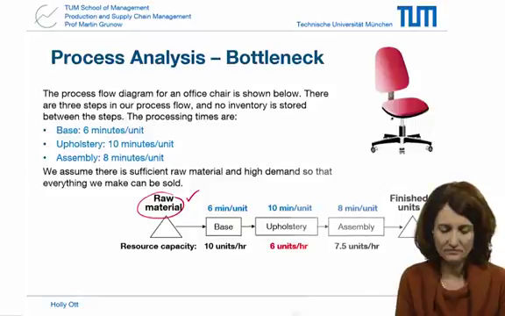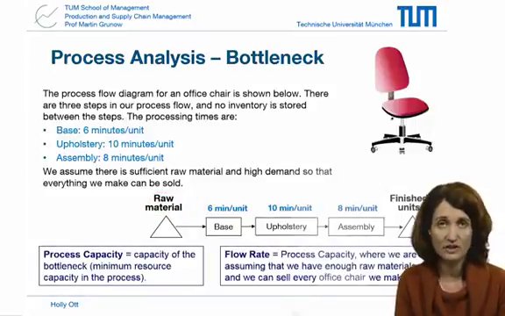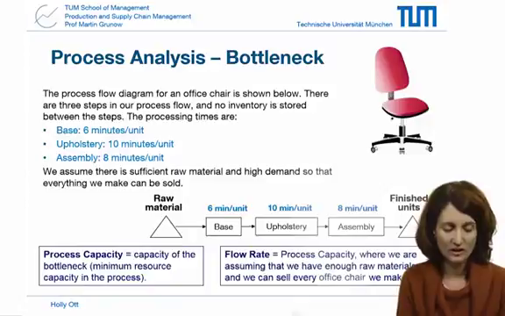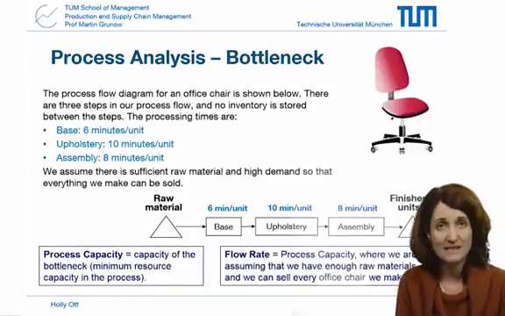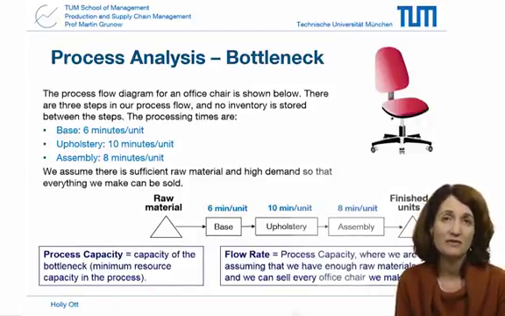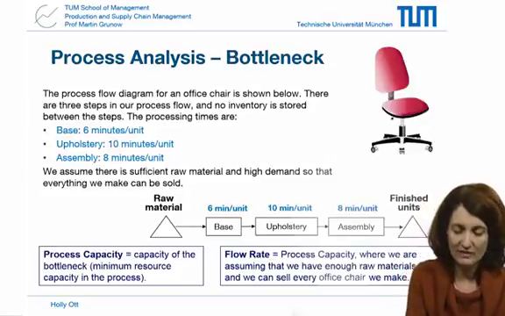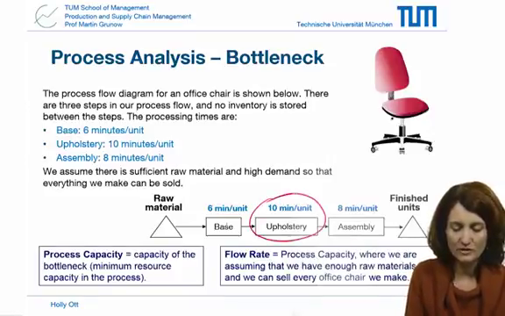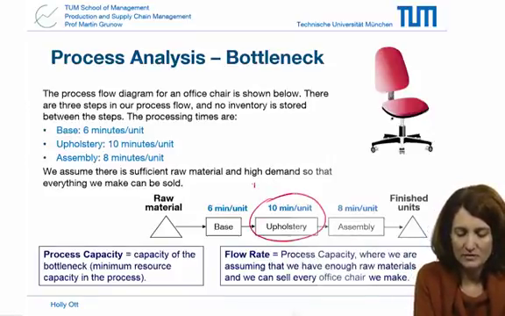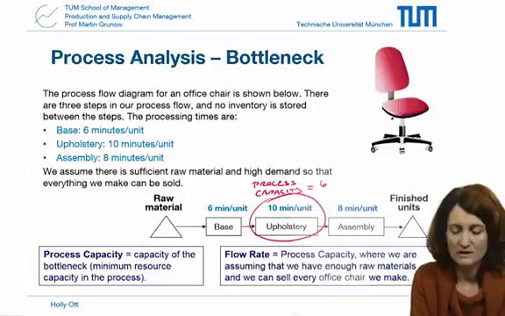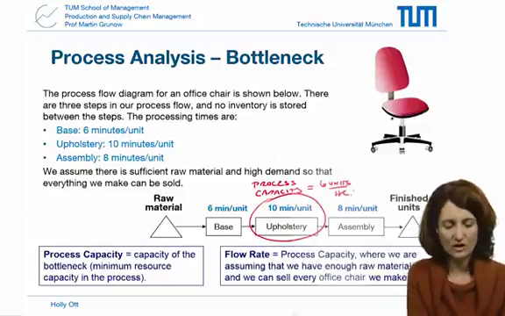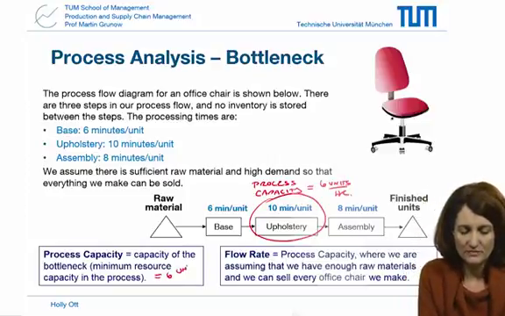Now, the other definitions we had in the earlier lecture: the process capacity is going to be the capacity of the bottleneck. It's the minimum resource capacity in the process. So what do we have for that? Well, we have the upholstery, and this had a process capacity equal to 6 units per hour. We calculated that earlier. That is our process capacity.